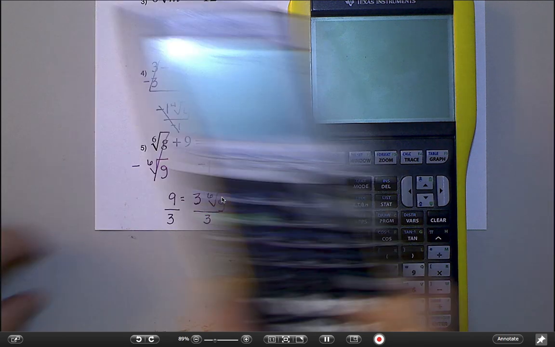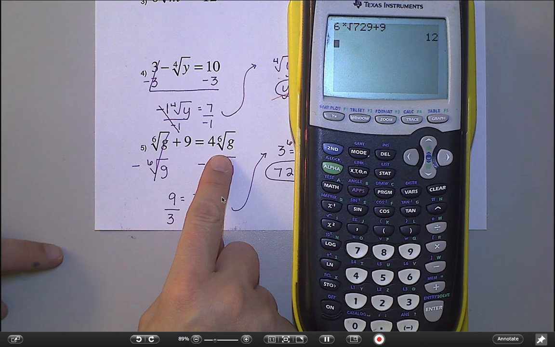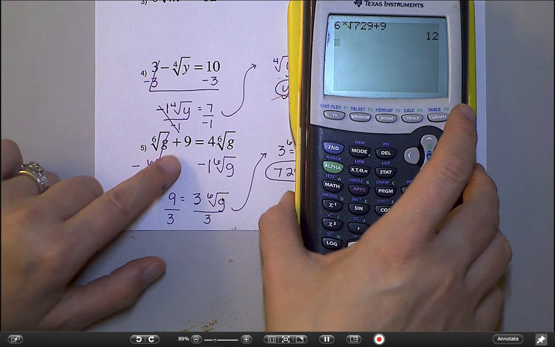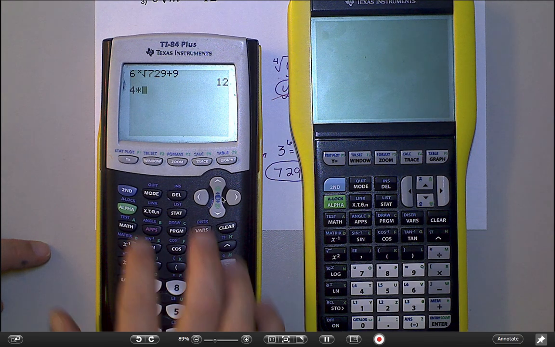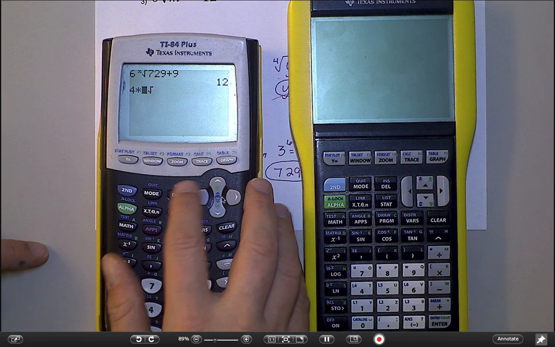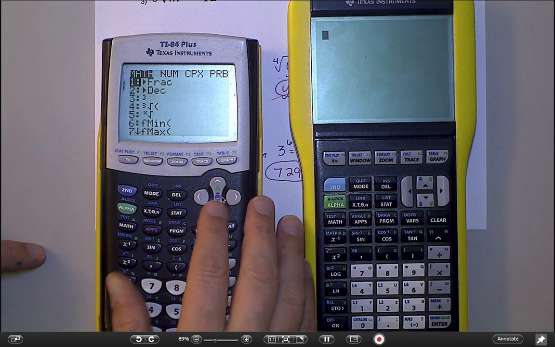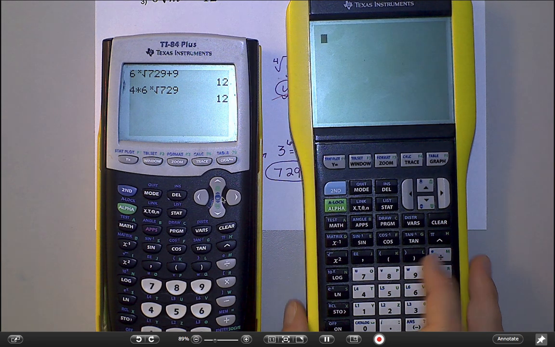On this one, I don't have a regular number over here. I have like another math expression. So I'm going to have to do the math on that other side and figure out if that also equals 12. So 4 times, whoops, forgot my 6. The 6th root of 729. And that also equals 12. So that means I'm good to go. Okay, my two sides of the equation are equal.